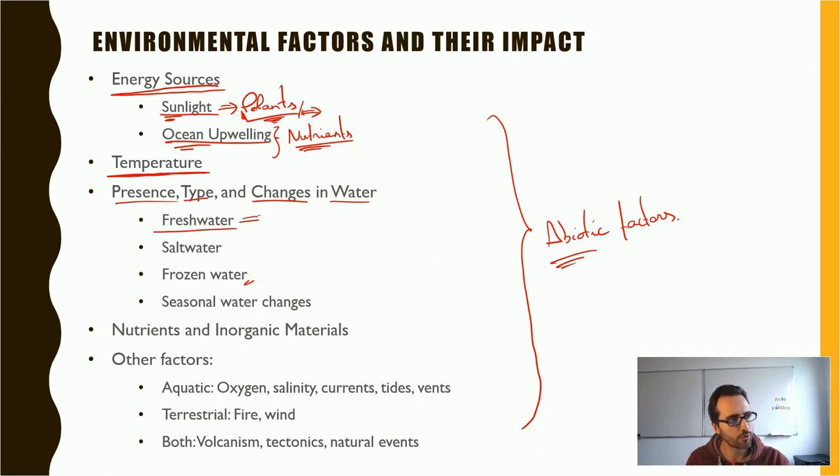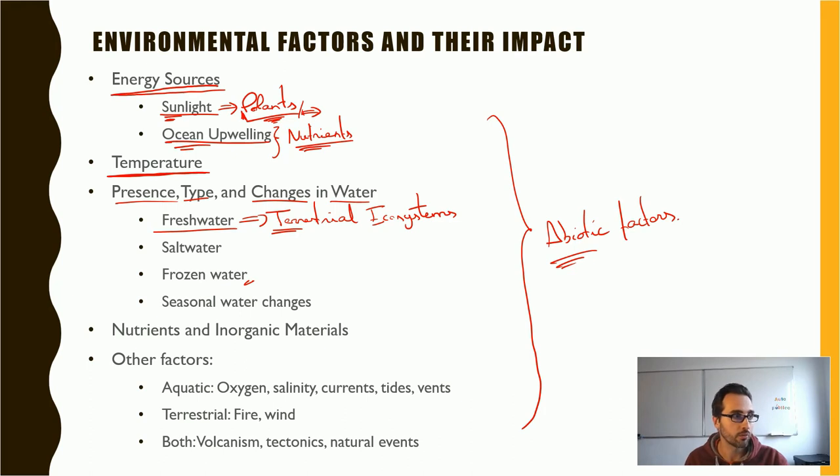Fresh water is also important for terrestrial ecosystems, because we're going to see this again. When you have a closer look at the globe, you can see that the plants are distributed depending on the rainfall. So the availability of fresh water is so important for the distribution of species of plants and animals.